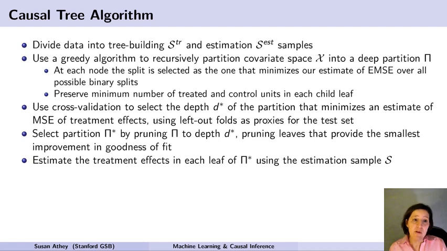So this algorithm is exactly the same as a regression tree algorithm, except that instead of just minimizing mean squared error of outcomes, I'm now going to minimize the expected mean squared error of treatment effects. And I'll also put in some extra constraints to make sure that when I do splits, I have enough treated units and enough control units. So it's basically just a regression tree optimized for treatment effects.